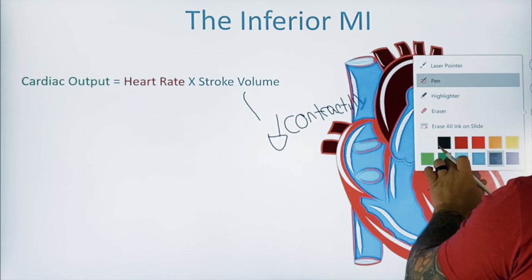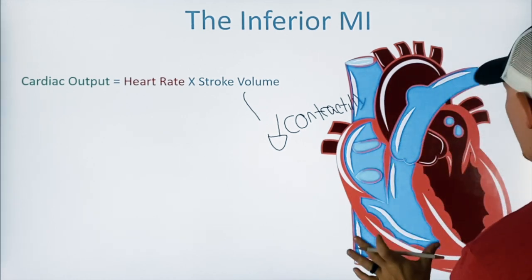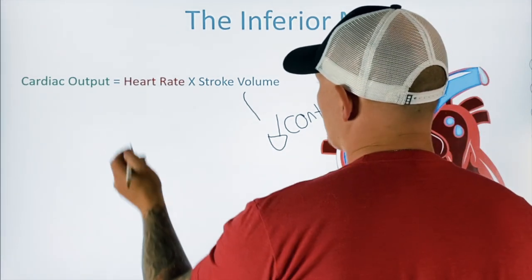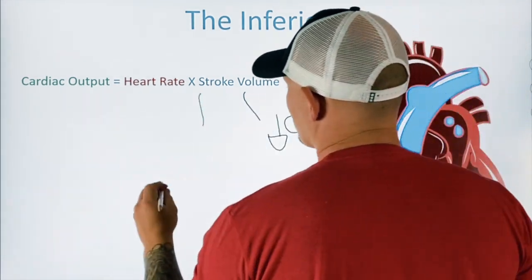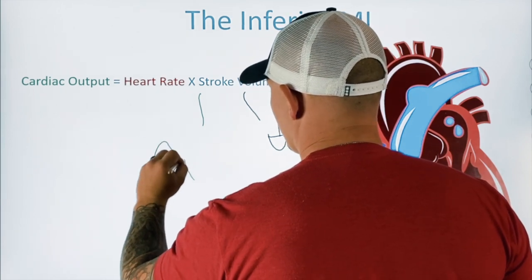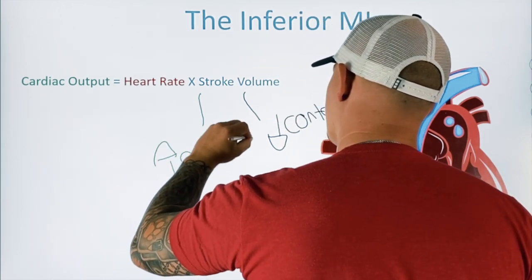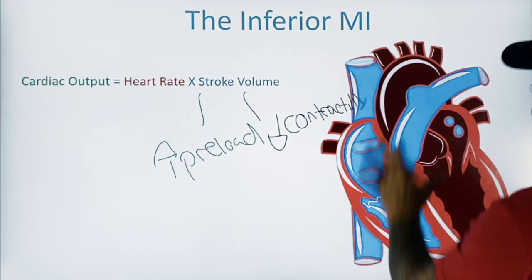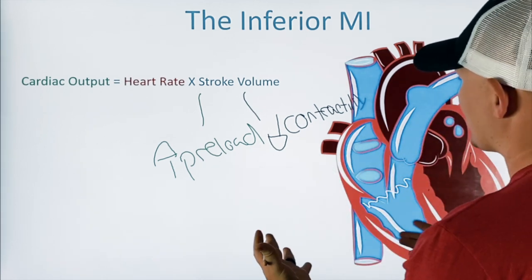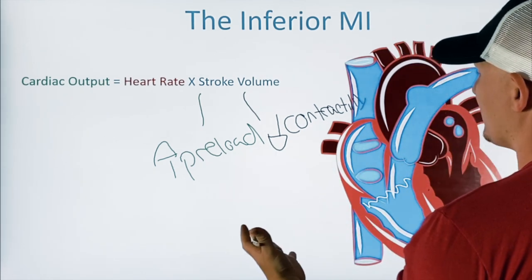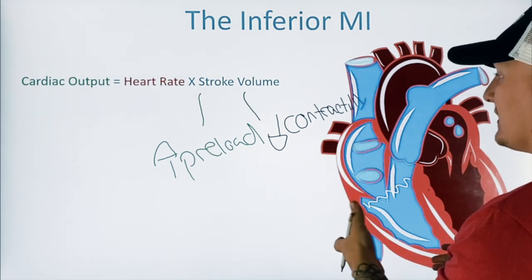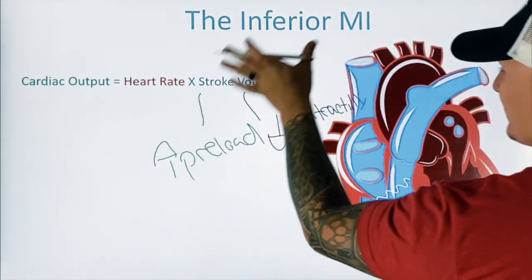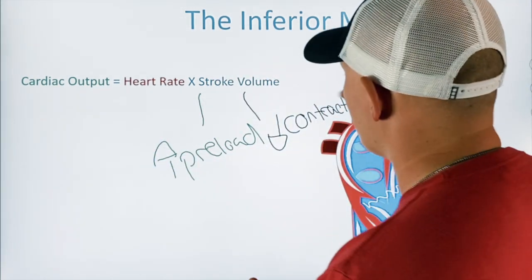Now, if we have a decrease in contractility, that means we're moving less blood towards the lungs in order to be oxygenated. So what our body tries to do is compensate, and by compensating, it's going to try and increase preload. Preload is the amount of fluid in this ventricle prior to contraction. So if we have decreased contractility, we're going to increase that preload, so when we do get some contractility, we're at least pushing some fluid. That's the essential idea behind this. So that's why we're compensating by increasing the preload in an inferior MI.